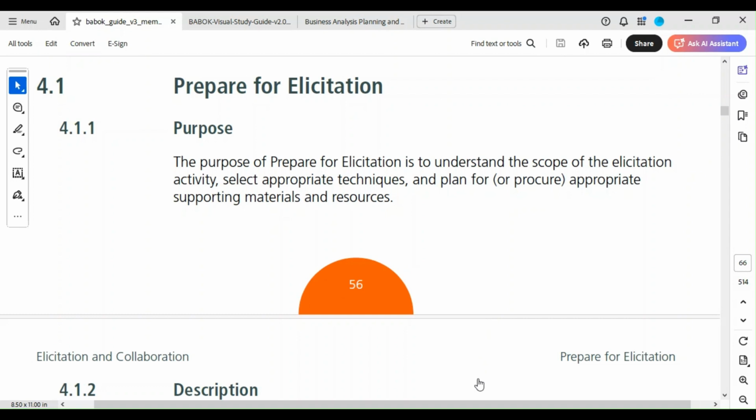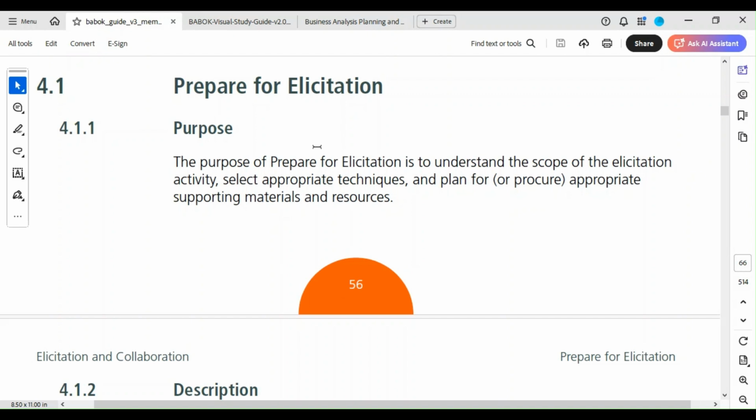And yeah, welcome back. So, starting with elicitation, that is you preparing for elicitation. We want to look at the purpose. Why do you actually need to prepare for elicitation? Is this important actually, or do you just dive into it?